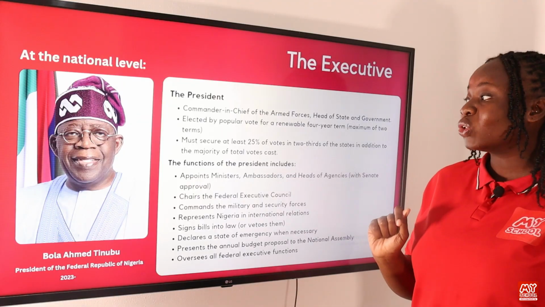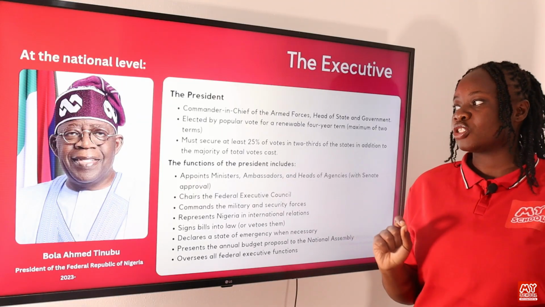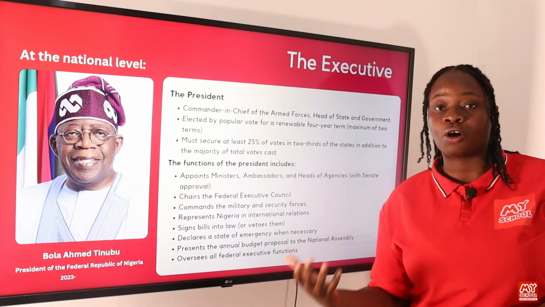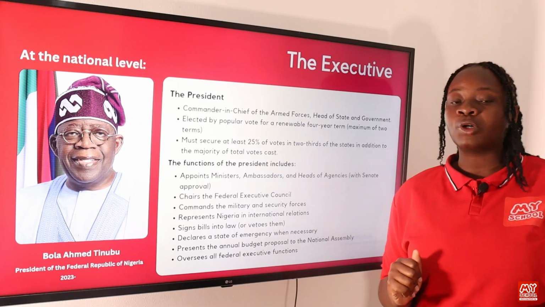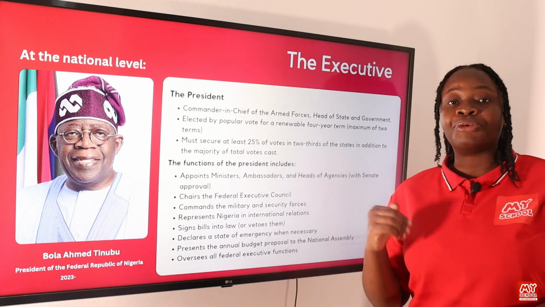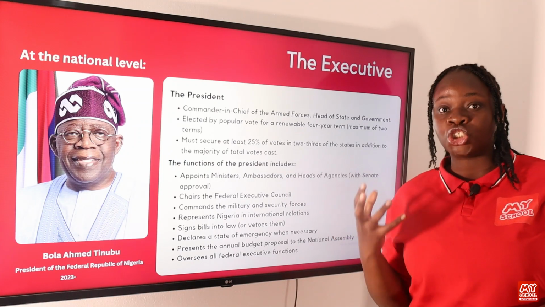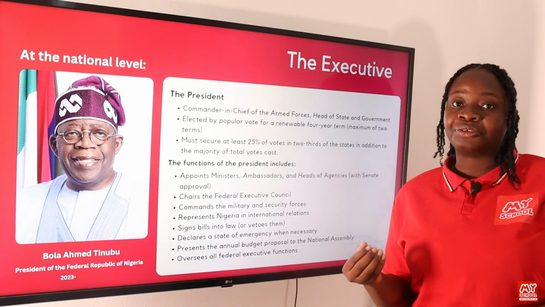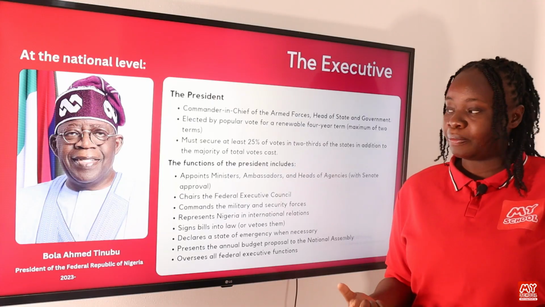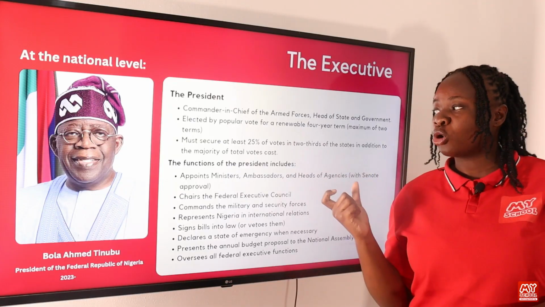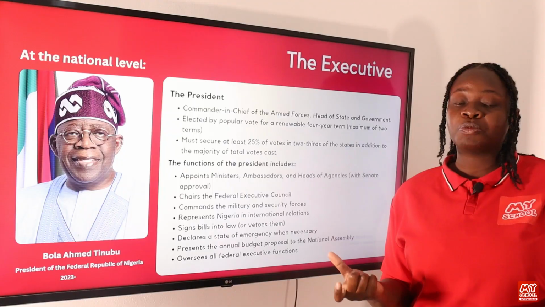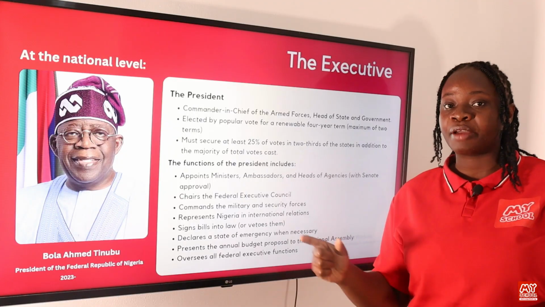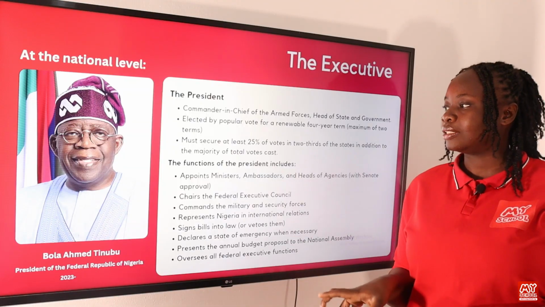The president must also secure at least 25% of votes in 2/3 of the states, in addition to the majority of total votes cast. The reason for this addition to the requirements of the presidency is to ensure that the majority of the people within the society agree that this leader should lead them. So the fact that 2/3 of the states have to vote for this particular person helps to ensure that the leader is accepted by every tribe, every region within the society.